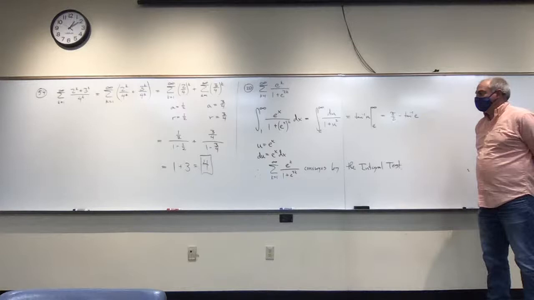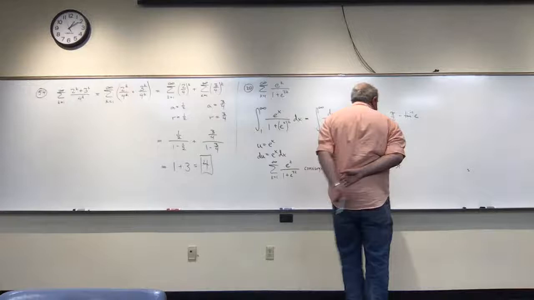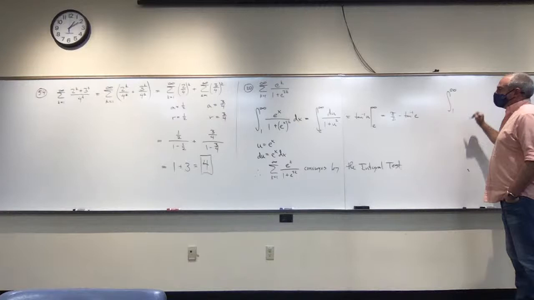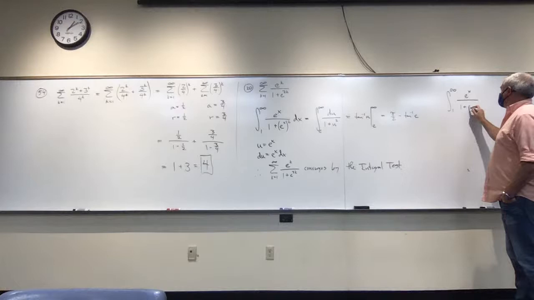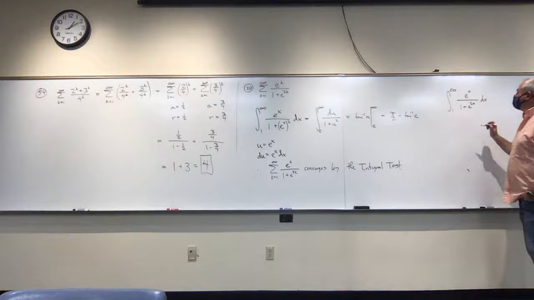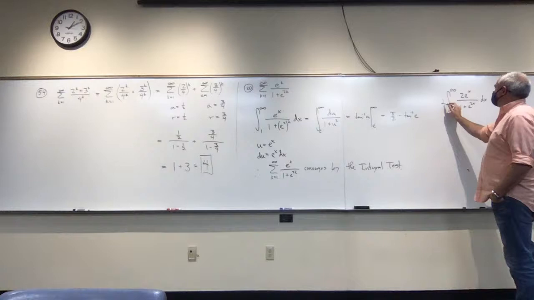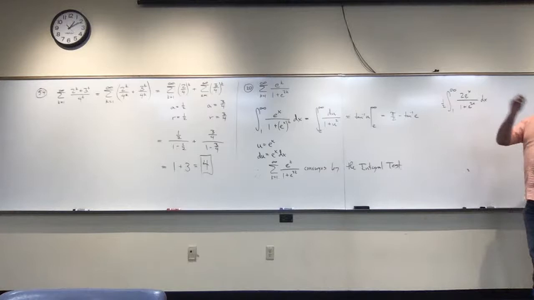So you said, okay, let me write this over on the side. You are looking at the integral from 1 to infinity of e^x over 1 plus e^(2x), and you kind of left it that way, right, dx. And then you said, well, if I put a 2 here, and then I put a 1/2 here, maybe something nice will happen. It almost does, but something's wrong.